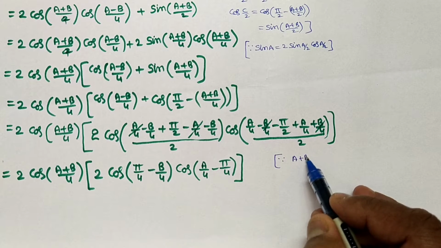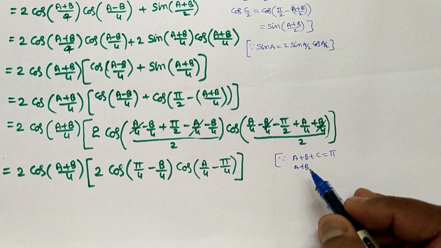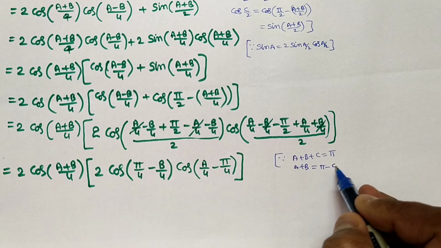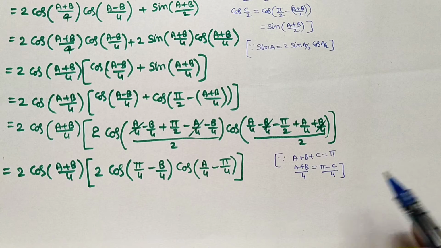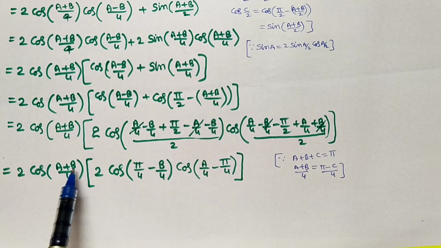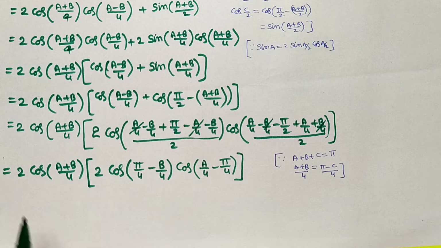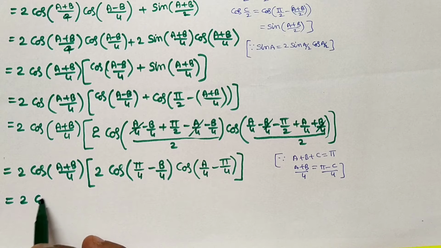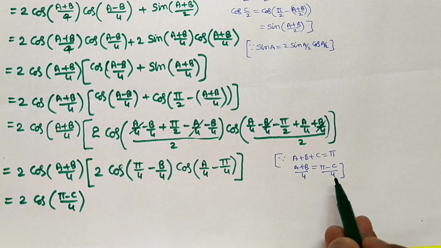a plus b plus c equal to pi, a plus b equal to pi minus c. Dividing on both sides by 4, the value of (a plus b) by 4 is (pi minus c) by 4 only, no? So here also in place of (a plus b) by 4 I am going to replace with (pi minus c) by 4. So only 2 more steps are there to complete this. So 2 times cos of, this can be written as (pi minus c) by 4 by using this result.